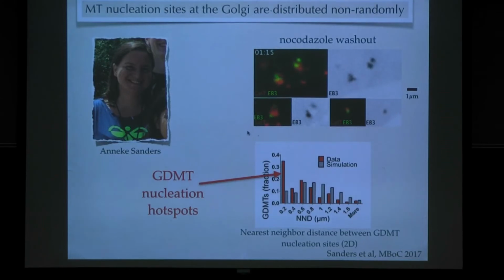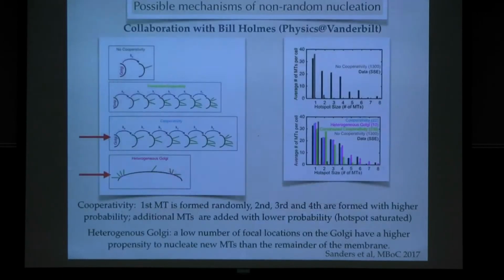It has some kind of locations where microtubule nucleation is favored. And this is non-random as compared to randomized simulation. So when we found it out, we needed to understand what are the rules of this nucleation. What could be the laws that result in such a non-random process?